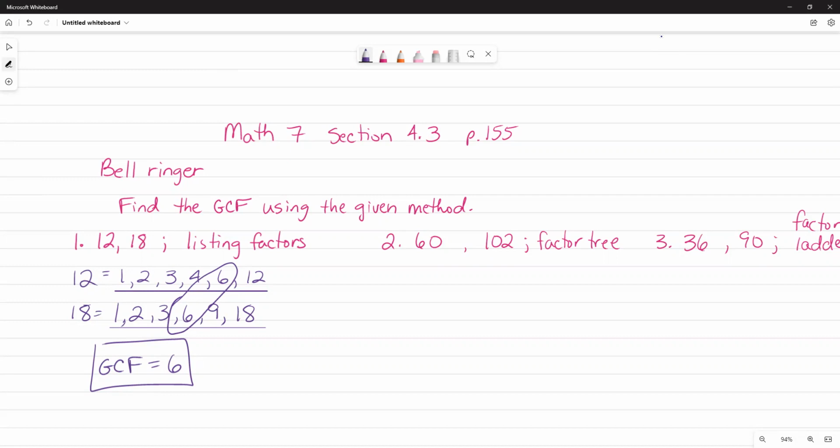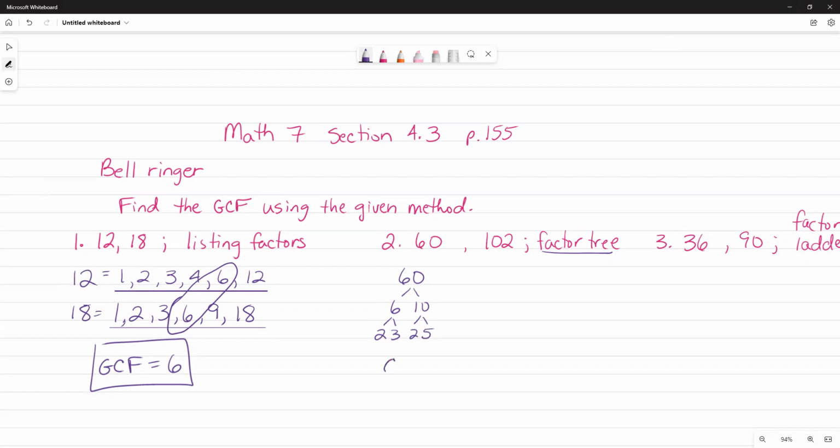For number 2, I wanted you to use specifically a factor tree. So for 60, what would that break down into? You can do it multiple ways. I love multiples of 10. I just break it down to something times 10. So 6, I'm going to do 6 and 10. You're going to end up with the same answer no matter what you do. So 6 breaks down into 2 and 3, and 10 breaks down into 2 and 5.